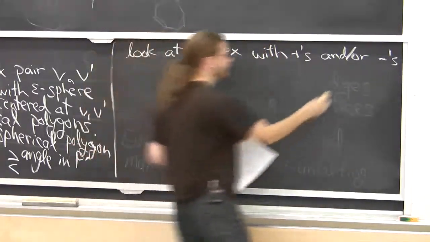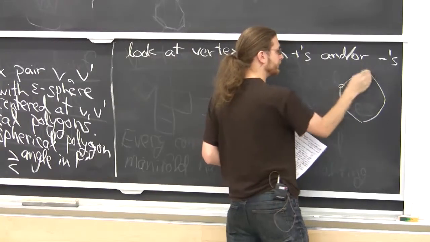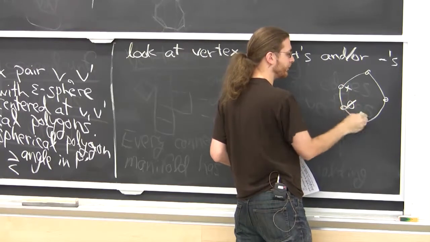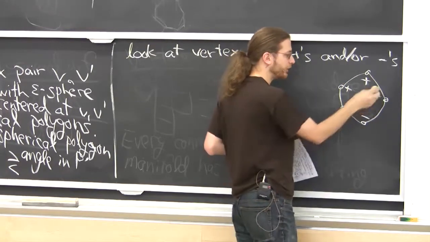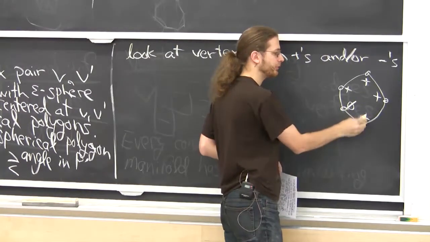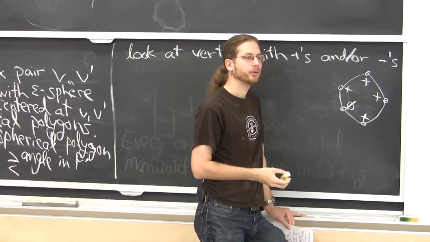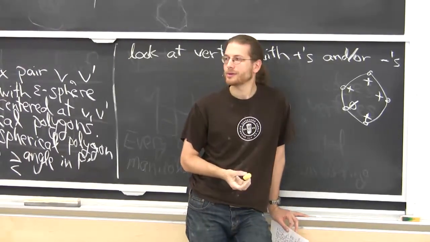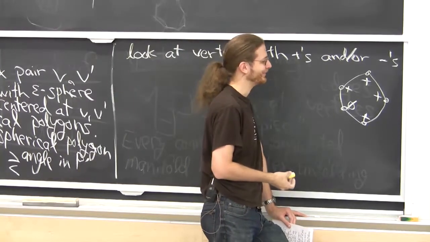So it's a spherical polygon. I'm going to draw it more like a polygon. Maybe there's some pluses, some zeros, some minuses, whatever. First question is, could it be all pluses and zeros? Is that possible? No. Doesn't look good. What does that mean?